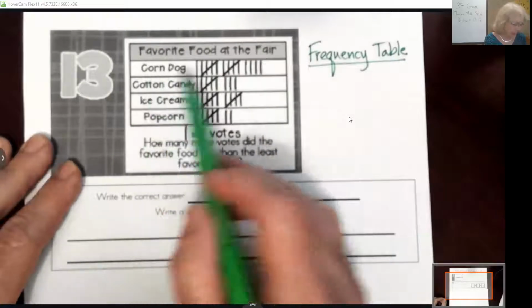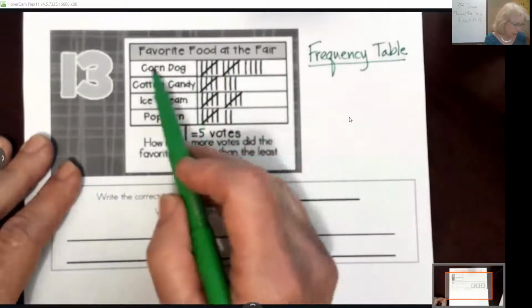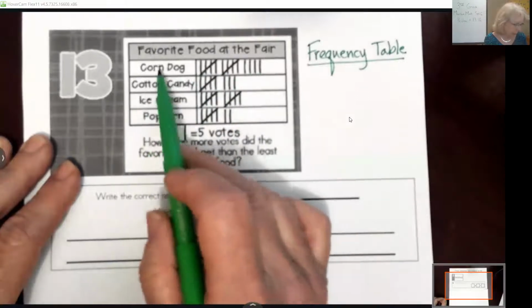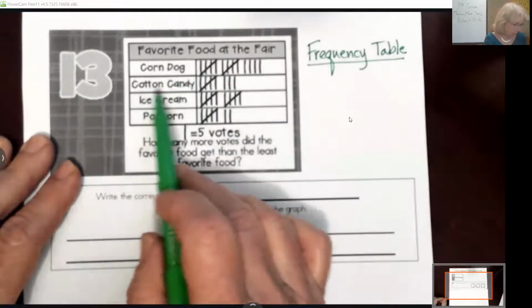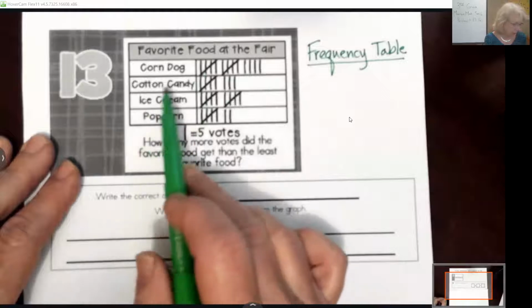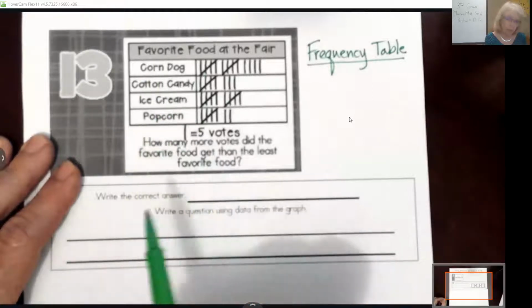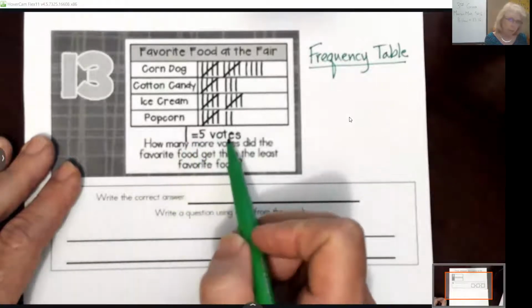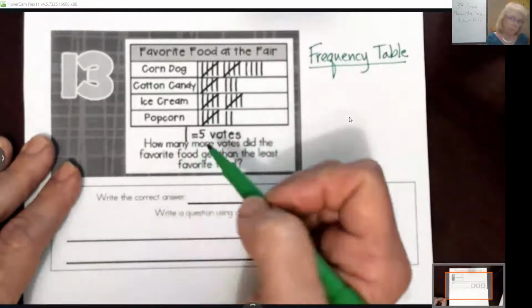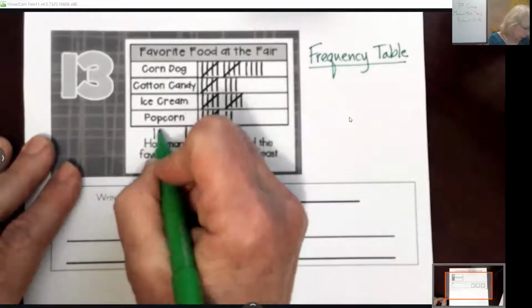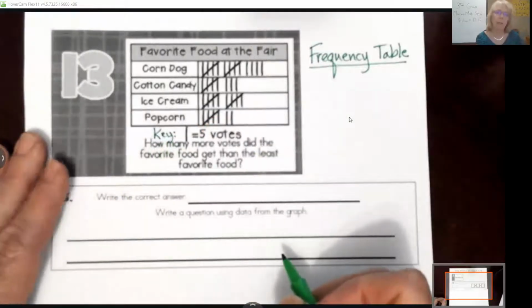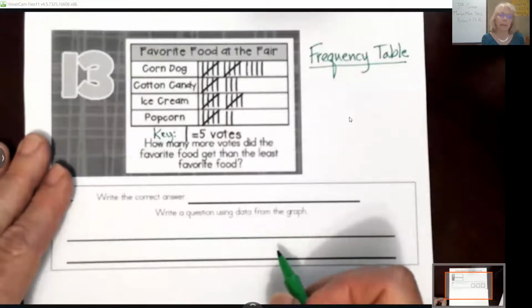Looks like it has tally marks to tell us information about how people felt, was this their favorite food or not. Ice cream, cotton candy, corn dog, popcorn at the bottom. Okay. Then down here it says 1 equals 5 votes. This is one tally mark. So I would call this a key, which normally might be written in, so I'm going to write it in since it's not there.